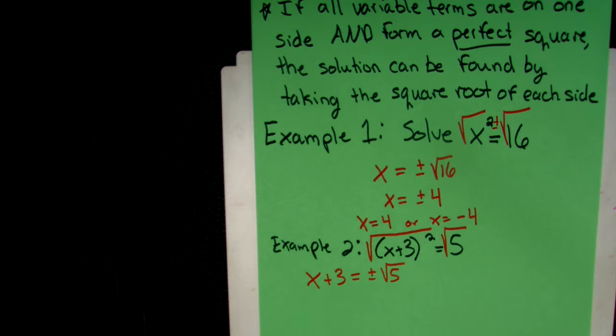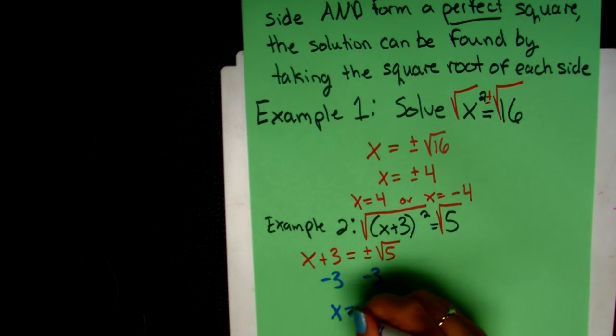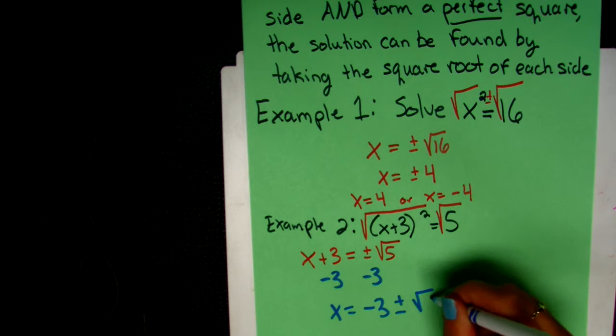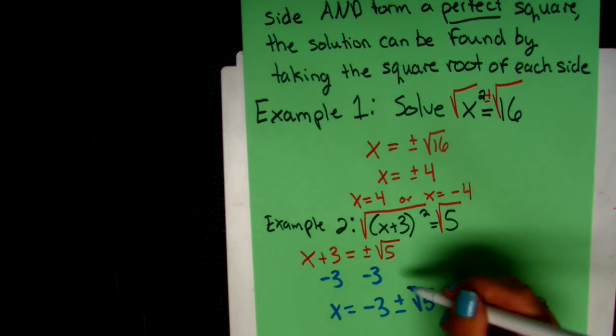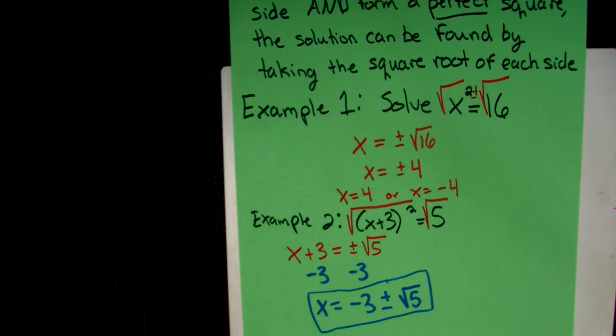Okay, so now I need to subtract 3 from both sides. So now I get x is equal to negative 3 plus or minus the square root of 5. And that becomes my final answer. So I don't have to actually figure out what the square root of 5 is since it's not a perfect square. I'm just going to leave it just like that.